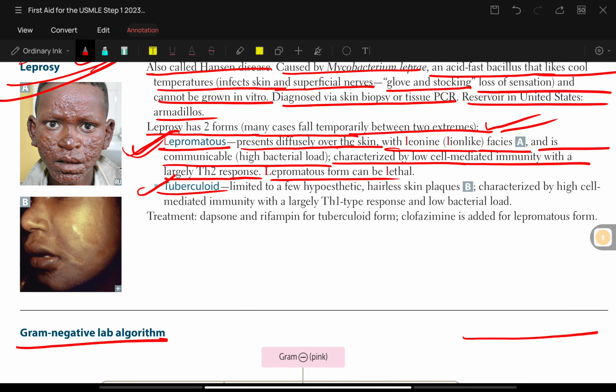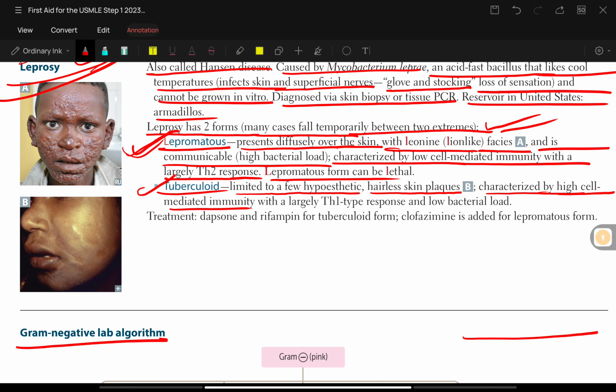Now talking about tuberculoid leprosy, these are limited to a few hypoaesthetic, hairless skin plaques, and characterized by high cell mediated immunity.